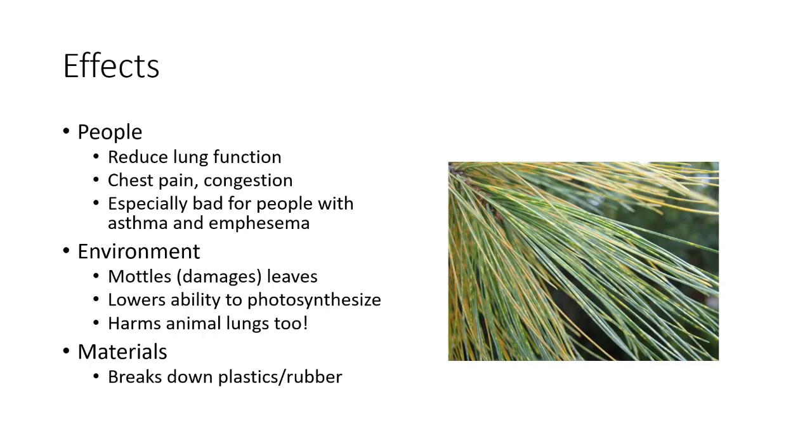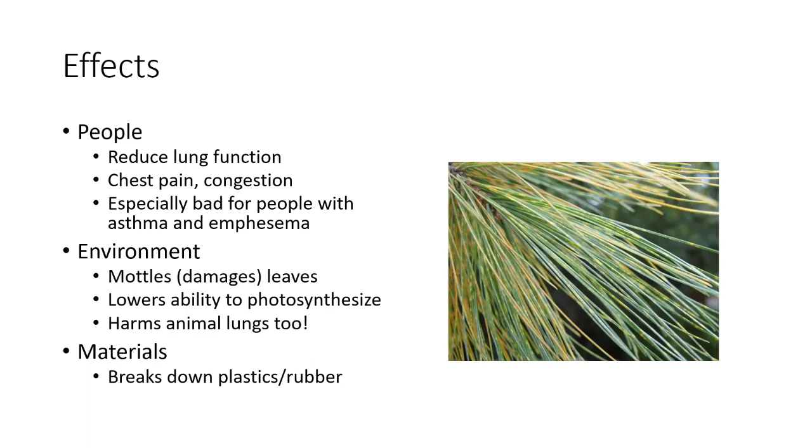It also inhibits plants doing photosynthesis. That's how they make oxygen, but the ozone keeps the plants from making oxygen. So that's a bad thing because we want more oxygen. And just like it would harm our lungs, it's going to harm the lungs of any animals that are out there. Your pets, your dogs, your cats, the deer in the environment.